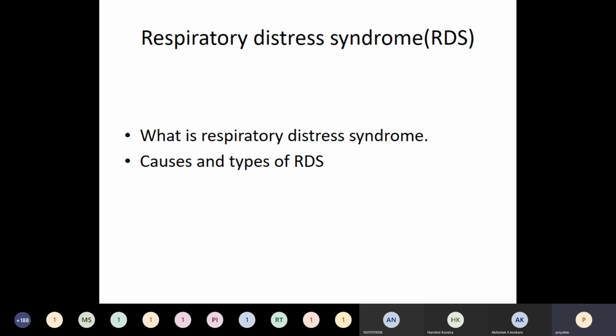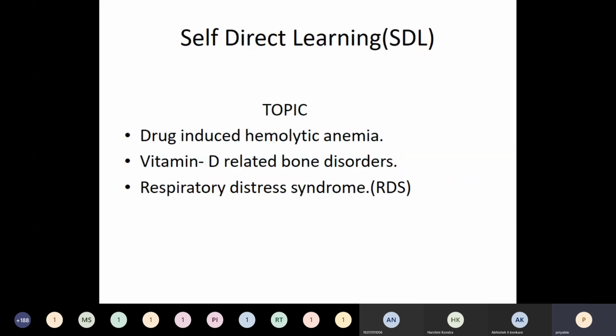So today's SDL topic is drug-induced hemolytic anemia. I have given you just a brief account of drug-induced hemolytic anemia, vitamin D related bone disorder, and respiratory distress syndrome. You have to find out the important cream of points and then put it. Don't write elaborate answers. Briefly you have to write. Okay, so this is about today's self-directed learning class.